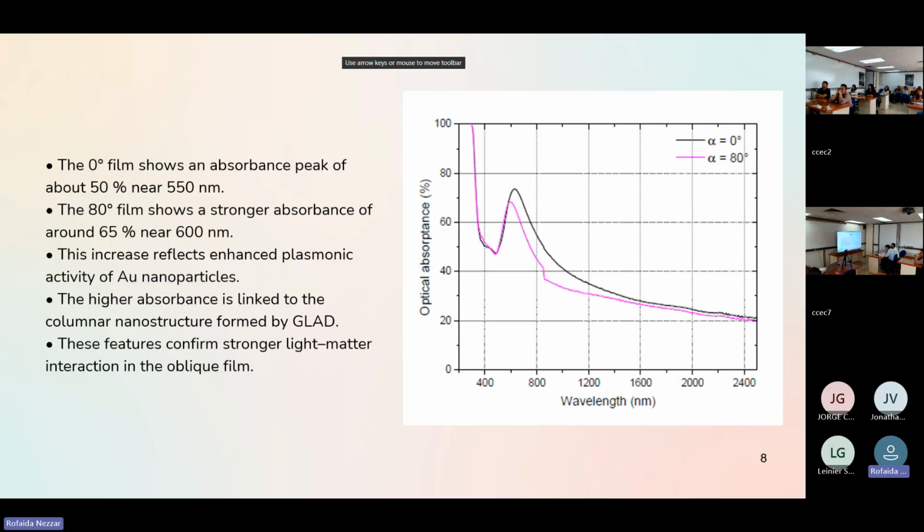The absorbance spectra, of course, complement the transmittance, where the film at 0 degrees absorbs about 50% at 550 nanometers, and the oblique shows roughly 65% near 600 nanometers with a slight redshift. The stronger absorption is related, as we mentioned, to the plasmonic coupling and the morphological roughness introduced by the oblique deposition. So the GLAD technique here enhances the light-matter interaction by increasing the scattering paths, and that results in greater visible absorption. That is a property that can be useful, of course, for optical sensors.